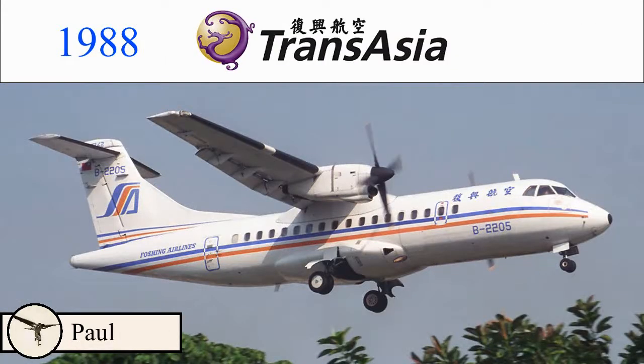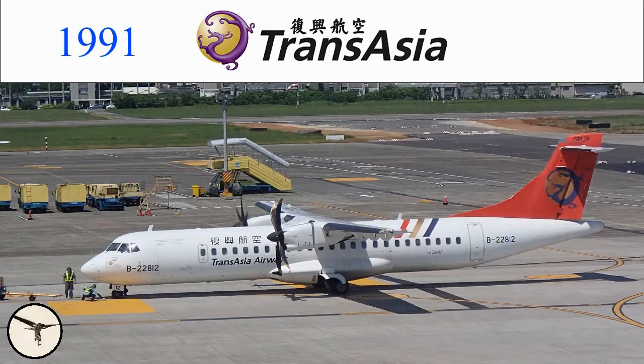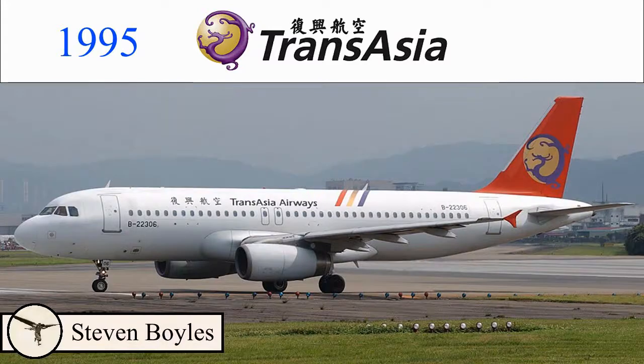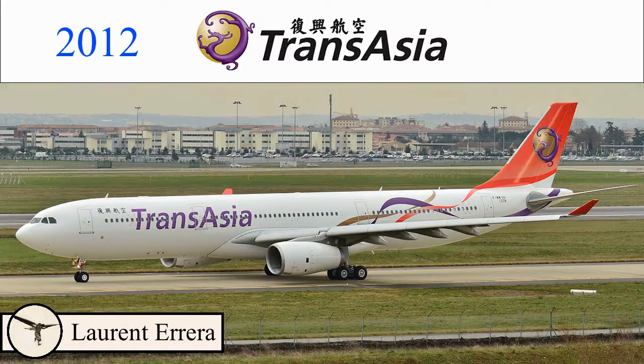In 1983, they changed the name to TransAsia, and in 1988 they started to fly domestic routes again with ATR 42. In 1991 they got ATR 72, and in 1995 Airbus 320 and 321. In 2012 they started to expand, and they got Airbus 330 to fly more dense routes.